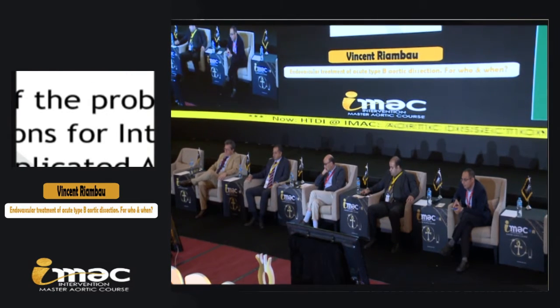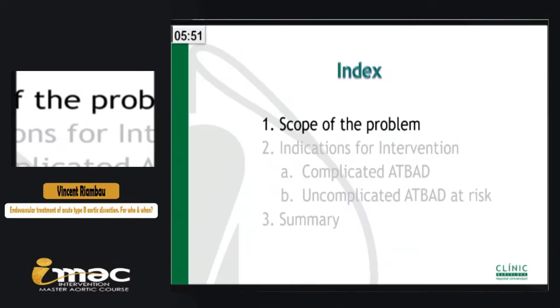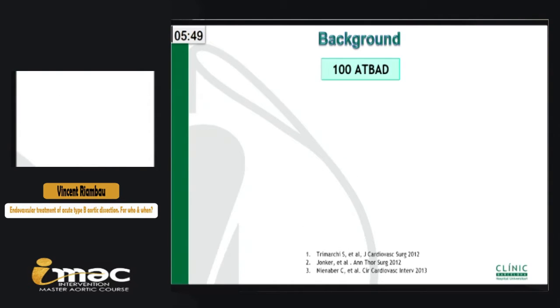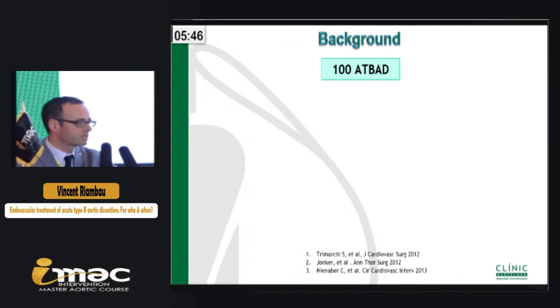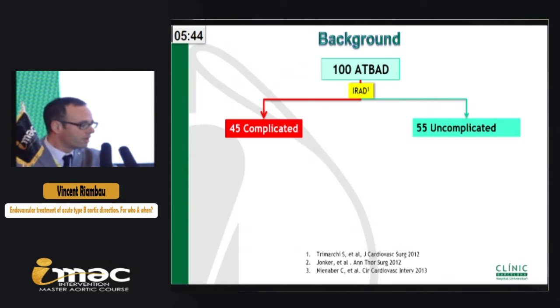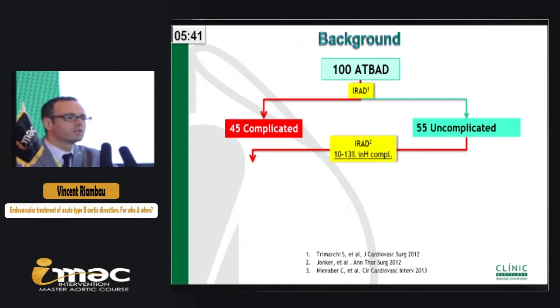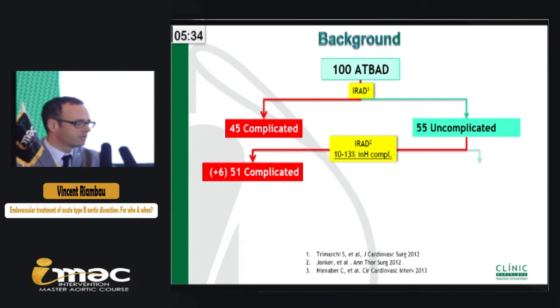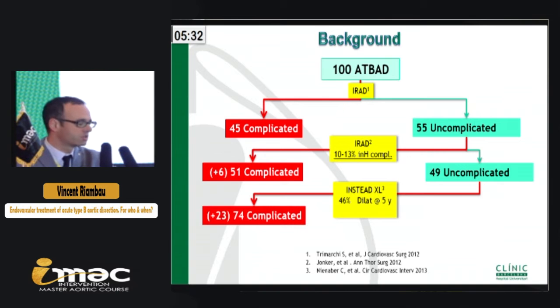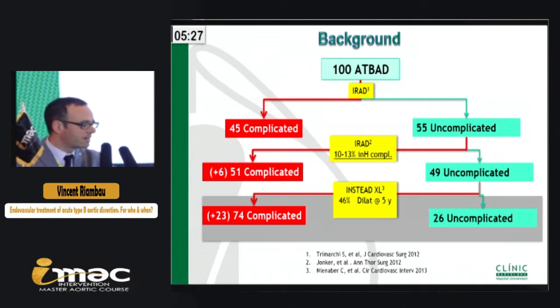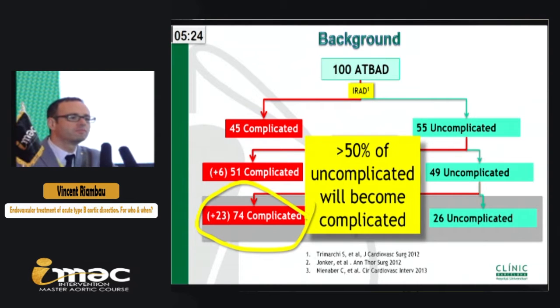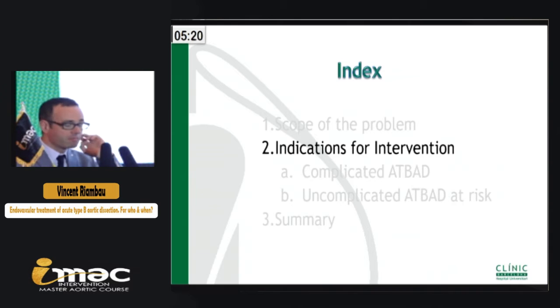So this is the index of the presentation and the scope of the problem when we are speaking about the type B dissection, the acute type B dissection. If we look at the literature, almost 50% of the initial type B dissections are so far complicated, and even from those initial results, even more get complicated in the very beginning. And if we follow up the patients, we know that most of them will have a crossover, and finally more than 50% of the previous uncomplicated will become complicated. So this is a very big problem.